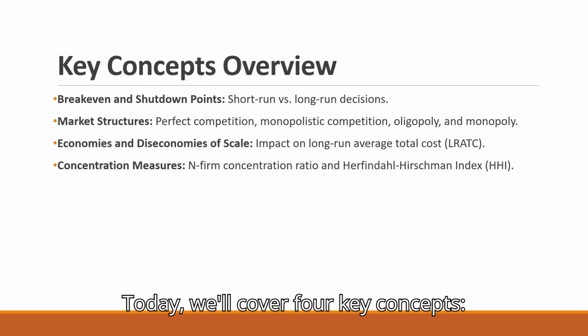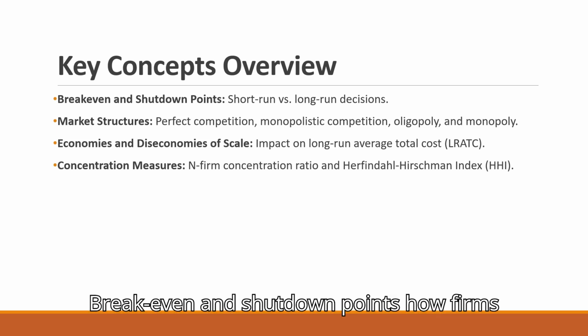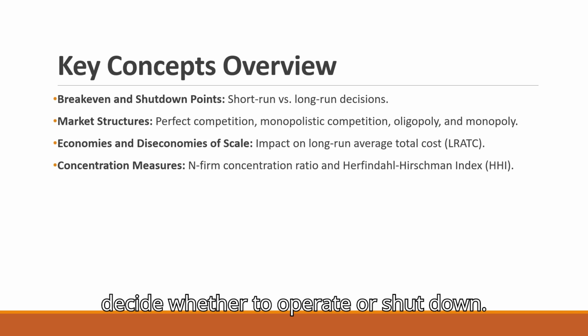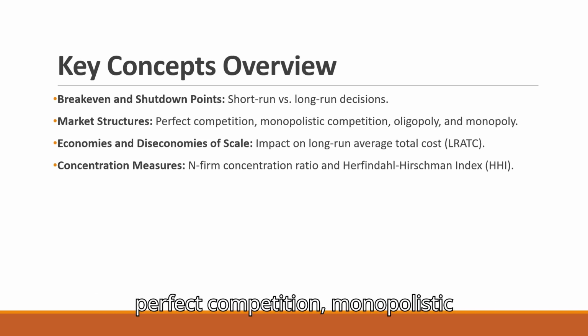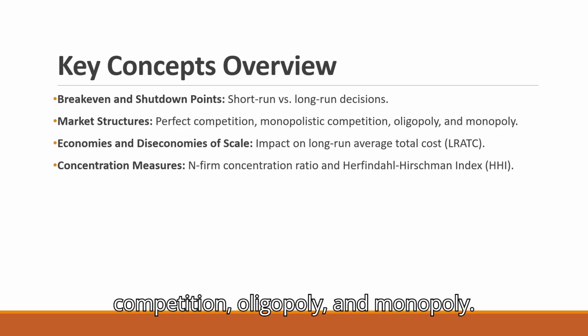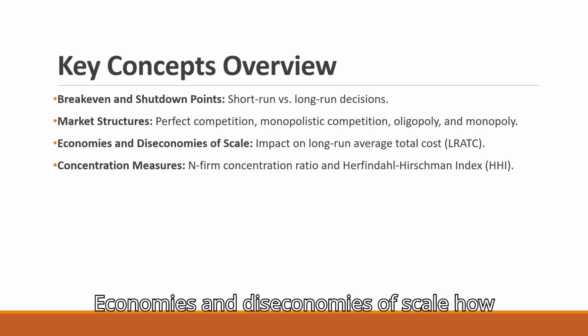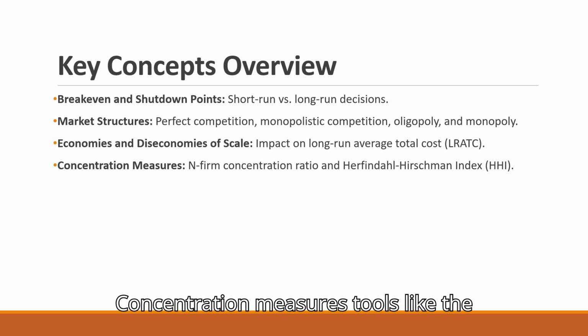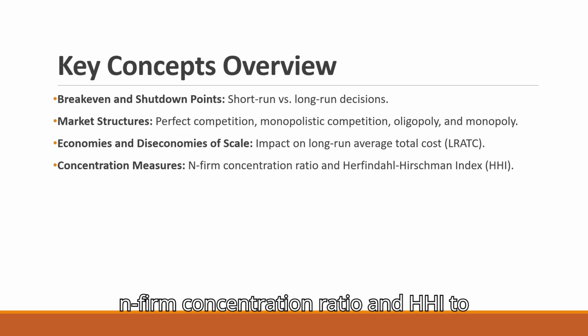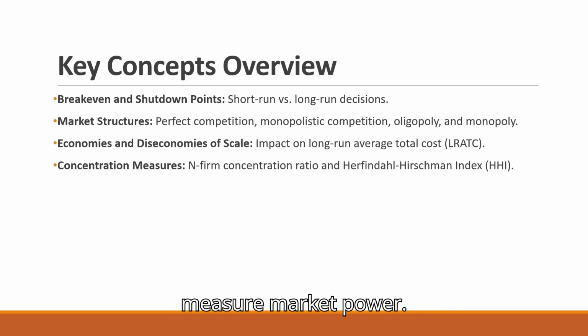Today, we'll cover 4 key concepts. Break-even and shutdown points: how firms decide whether to operate or shut down. Market structures: the differences between perfect competition, monopolistic competition, oligopoly, and monopoly. Economies and diseconomies of scale: how costs change as firms grow. Concentration measures: tools like the N-firm concentration ratio and HHI to measure market power.